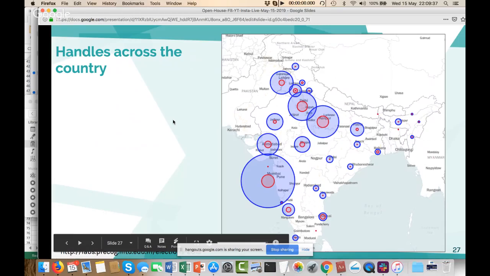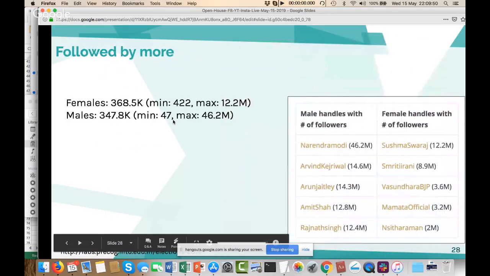All of this data has to be, to a large extent, correct, because one, these are verified handles, and two, these handles supposedly should have the correct information in their accounts. And of course, we are also getting some of this data from the ECA data, which is the affidavit they are filing to contest the elections, which I assume should not or cannot have falsified information. Okay, good.